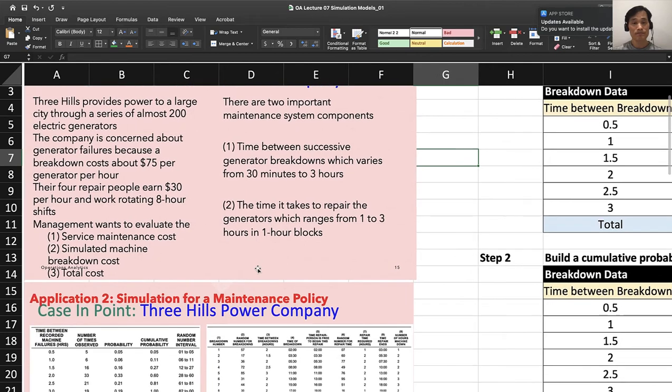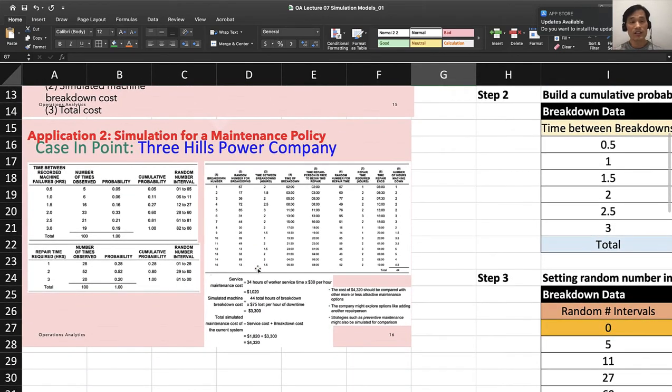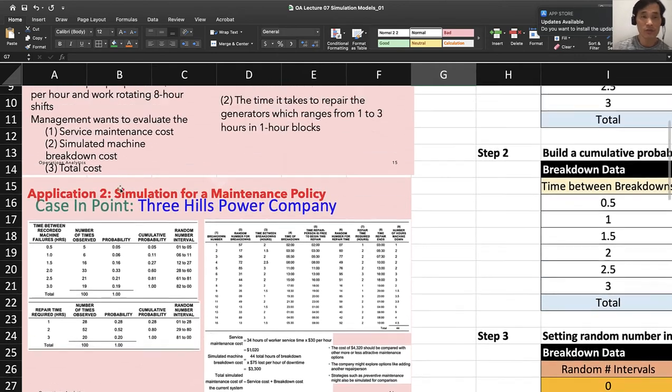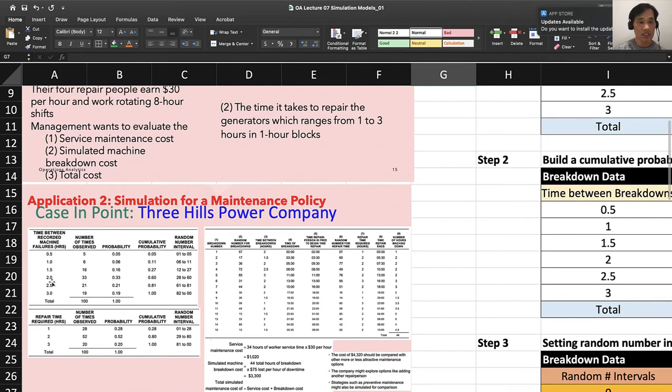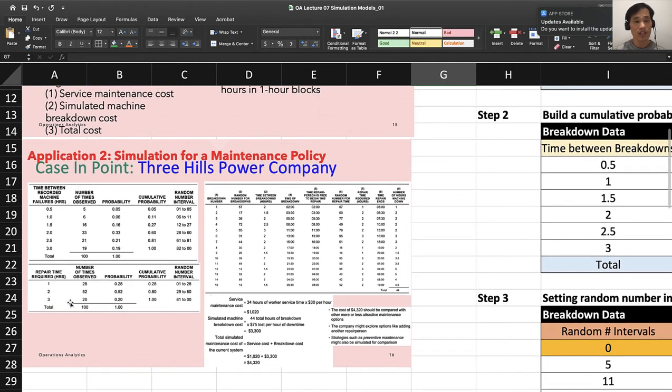1 hour blocks. If you look at the data, they already have historic data regarding the breakdowns between the generators. That breakdown is given here, and the observations and the probability are already calculated for you, so you can use these numbers to simulate. The second thing is the repair required hours. Sometimes it requires only 1 hour, sometimes 2 hours, sometimes 3 hours, and they are already given here. You can use that for simulating the time it takes to fix the generators.